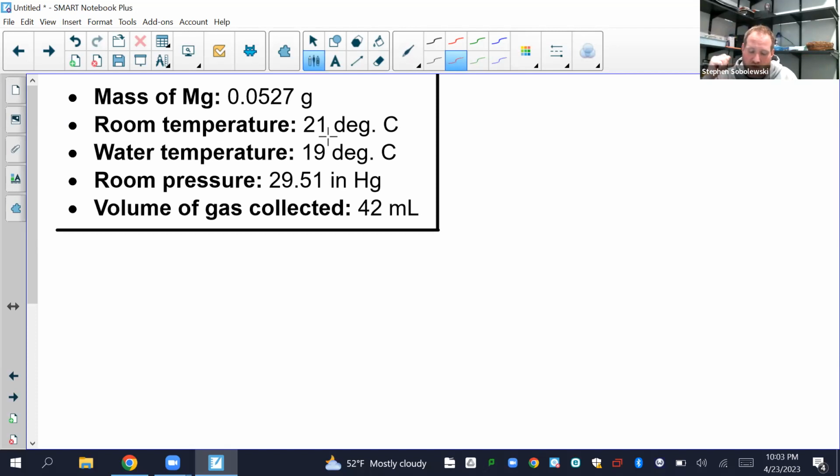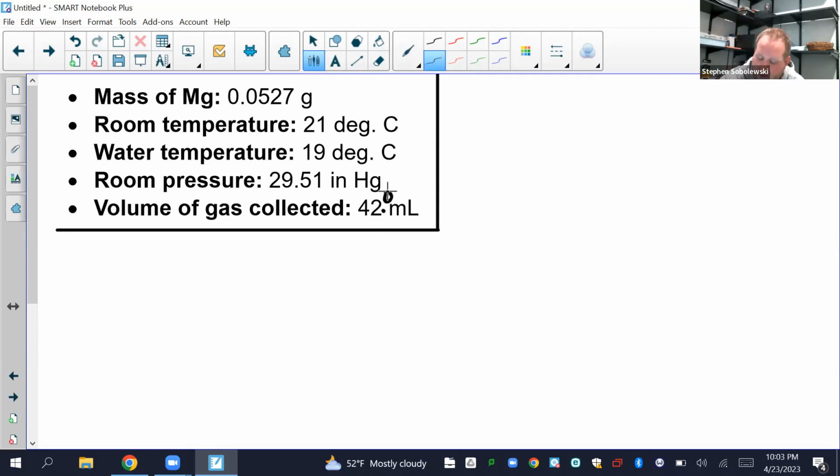Room temperature is 21 Celsius, water temperature 19 Celsius, room pressure from Google, 29.51 inches of mercury, volume of gas collected at the end of the lab, 42 milliliters. In fact, the eudiometer is probably going to give us an extra decimal point. Let's say 42.0. All right, what are we going to do?